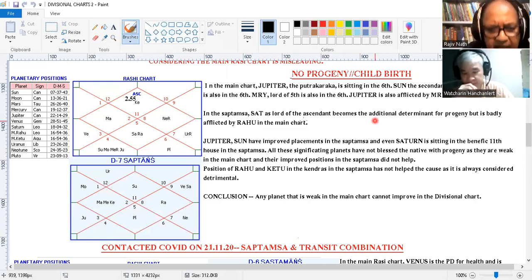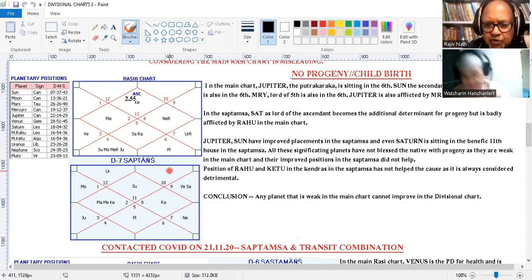Anyway, let's see in the Saptamsa, that is D7. Saturn as Lord of the Ascendant becomes an additional determinant for progeny. D7 is the relevant divisional chart for progeny. So the Lord of the Lagna in the divisional chart, if there is a Mool Trikon Rashi in the Lagna, becomes an additional determinant for the matter.